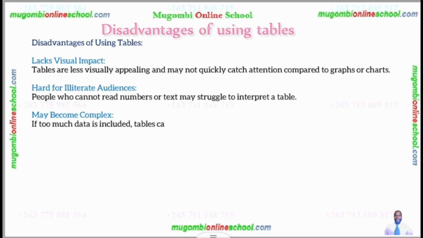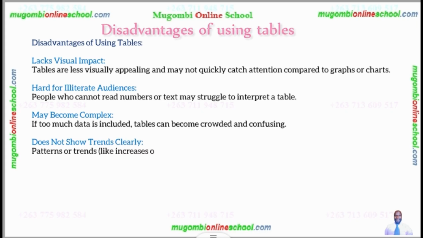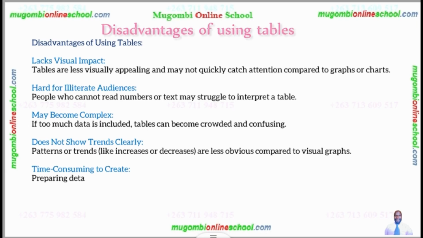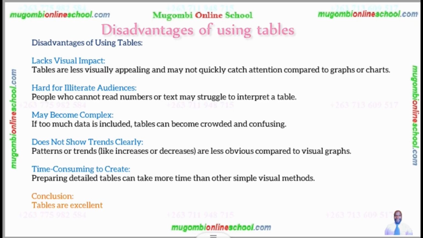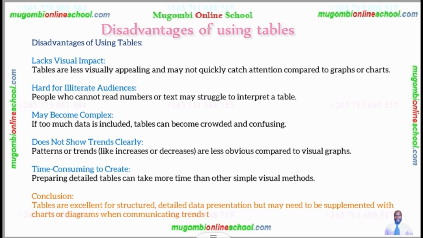Next point, may be complex. If too much data is included, tables can become crowded and confusing. Next point, does not show trends clearly, which means patterns or trends like increase or decrease are less obvious compared to visual graphs. It is also time consuming to create, which means preparing detailed tables can take more time than other simple visual methods. Conclusion, tables are excellent for structured, detailed data presentation, but may need to be supplemented with charts or diagrams when communicating trends to a general audience.